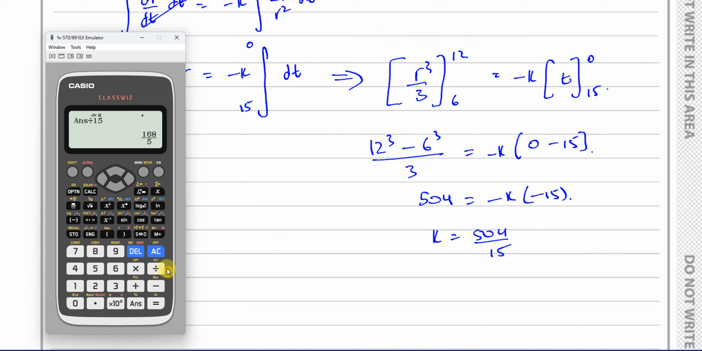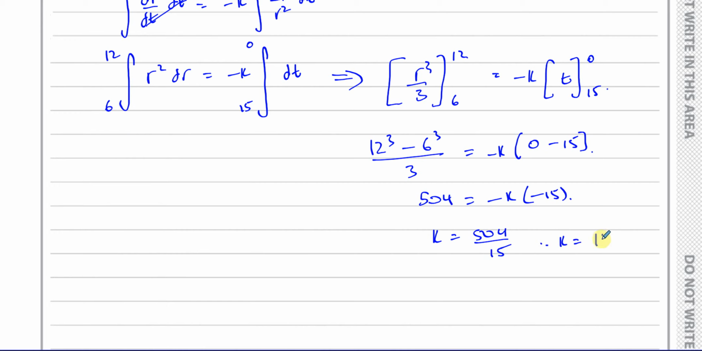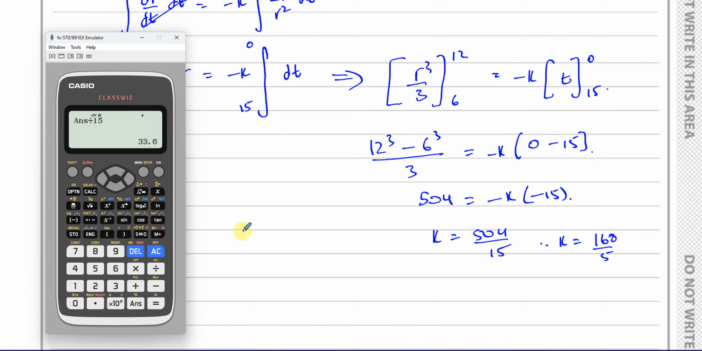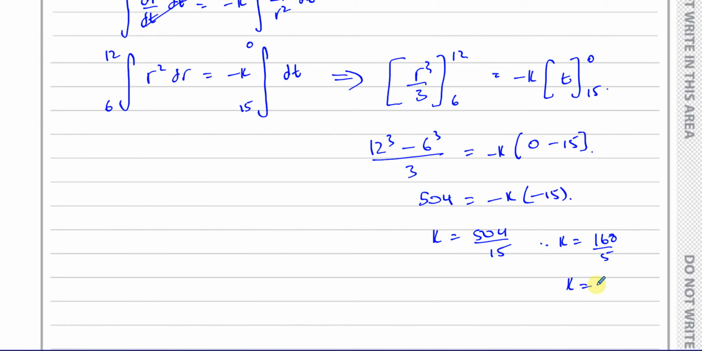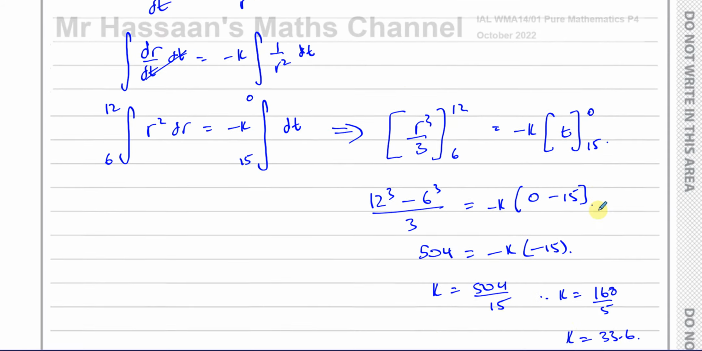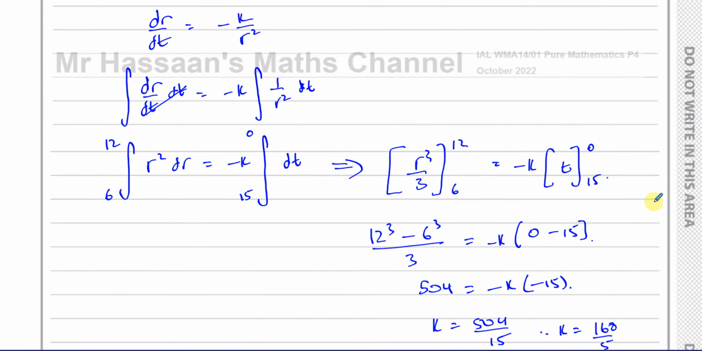That gives me 168 over 5. So therefore k is 168 over 5. We can write that as a decimal if you want to. That gives me 33.6. So K is equal to 33.6. So I found the value of K, and now I need to have an expression of R in terms of T.